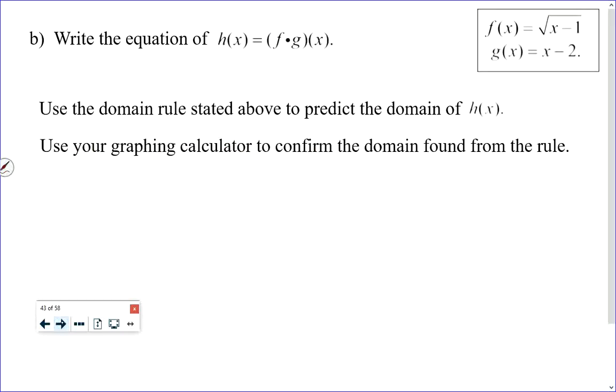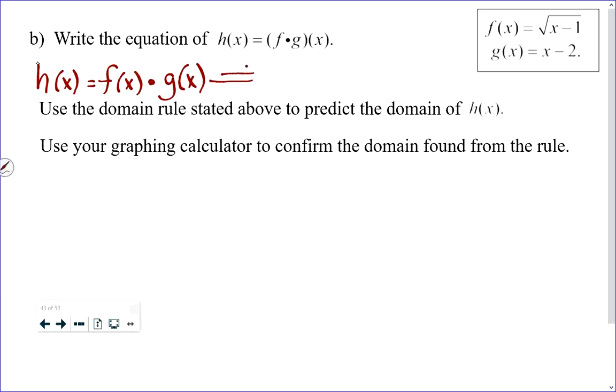B, what is the equation of f times g quantity of x? Well, that simply means f of x multiplied by g of x. So what does that give us? It gives us h of x equals the square root of x minus 1 multiplied by x minus 2, and there's nothing to be gained by multiplying that radical into the x minus 2. It really doesn't do anything.